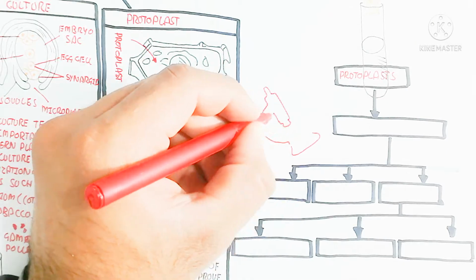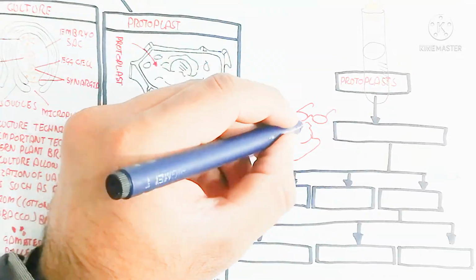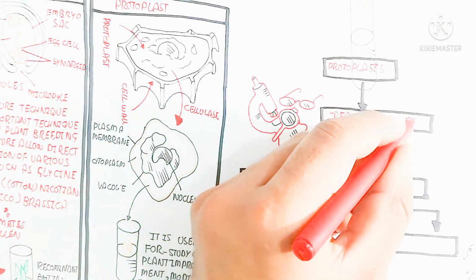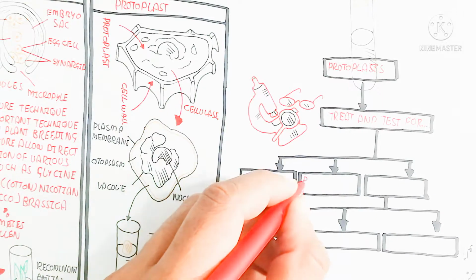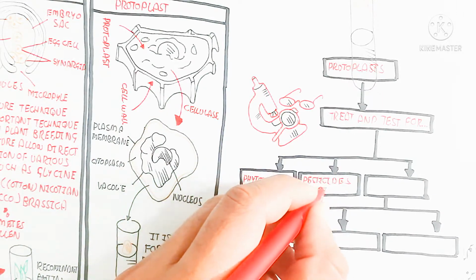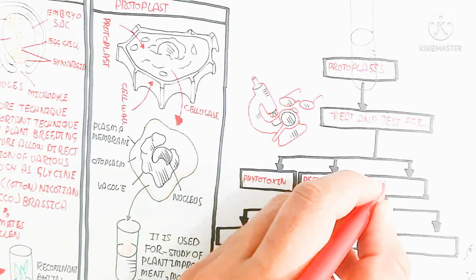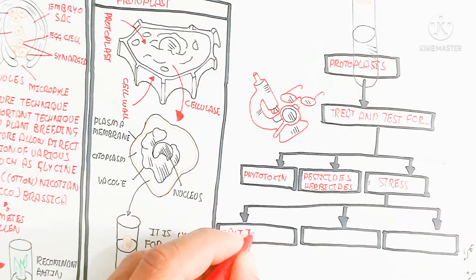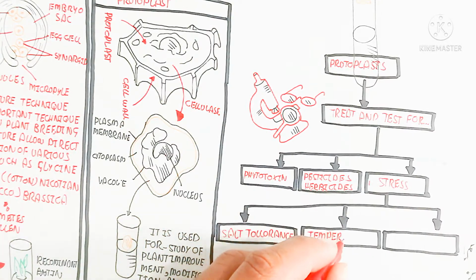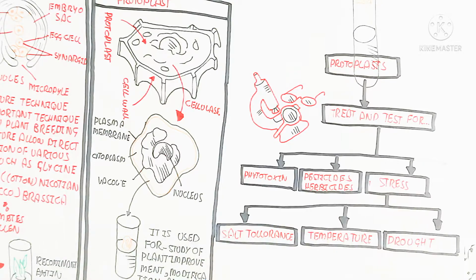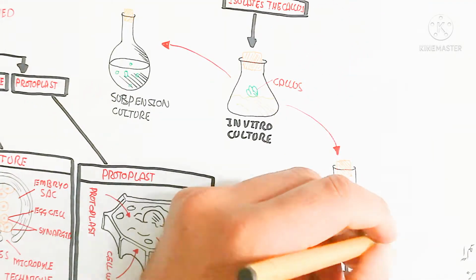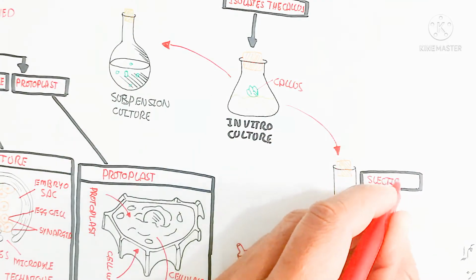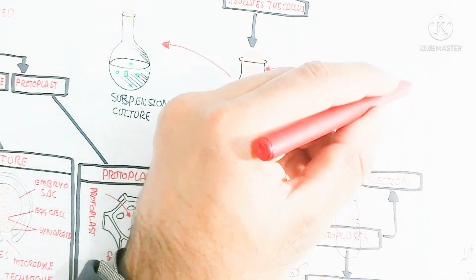We will discuss this. First of all, the protoplast is treated and tested for checking chemicals and stress. So here is a treat and test for checking. Phytotoxin means a toxin for the plant, and pesticides, herbicides and stress we can check with this tissue culture experiment. Salt tolerance is tested by providing high salt in the nutrient media, temperature by providing high or low temperature, and drought meaning dryness.